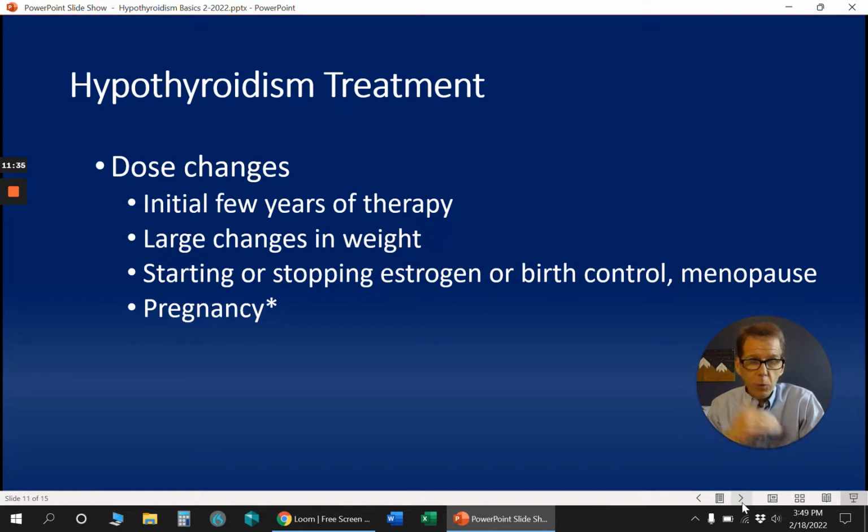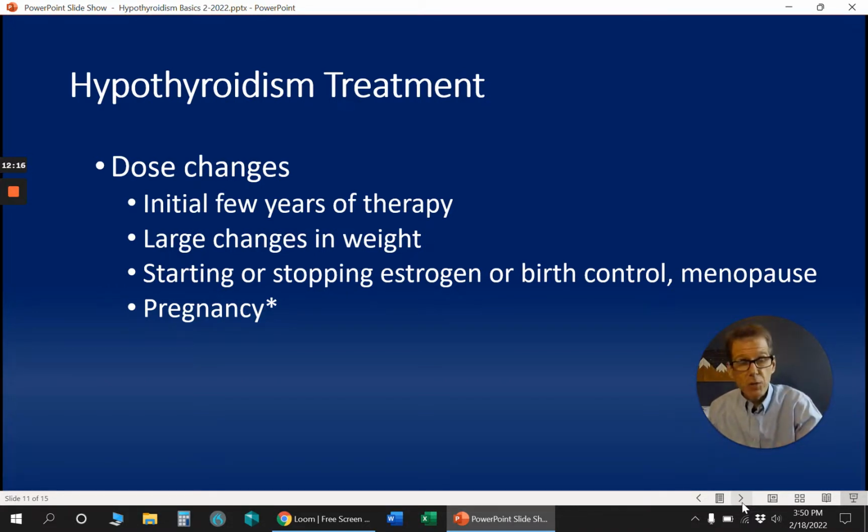For most people, once the dose is found, it tends to be fairly stable, but it can change, in particular in the first few years of therapy. So if your thyroid is gradually losing function and you need a pill to bring you back up to normal, if your thyroid loses more function, you may need a bigger pill in order to make up that difference. We do see that large changes in weight can affect the thyroid dose. Starting or stopping estrogen or birth control or going through menopause, basically anything that changes the estrogen status in your body can influence your thyroid dose. So in general, higher estrogen, more thyroid hormone is needed. And that's true also for pregnancy.